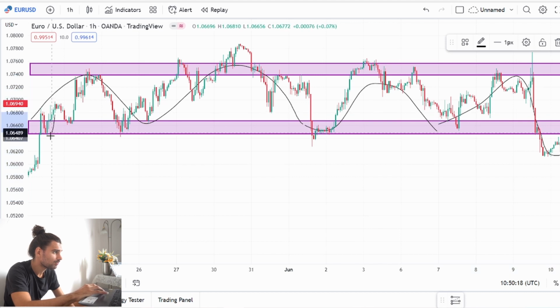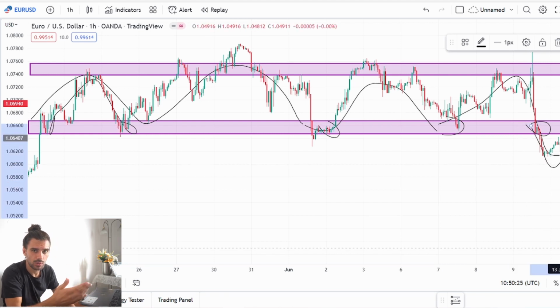So here we had the breakout, first touch, second touch, third touch, and the fourth touch was a breakout. It doesn't always happen at the fourth touch. Just keep in mind after a specific time it will break either to the upside or the downside. There is another kind of support and resistance line which is called the gap.